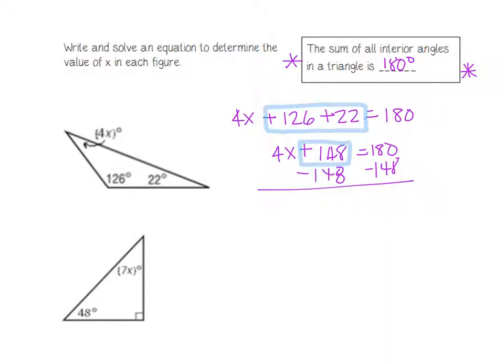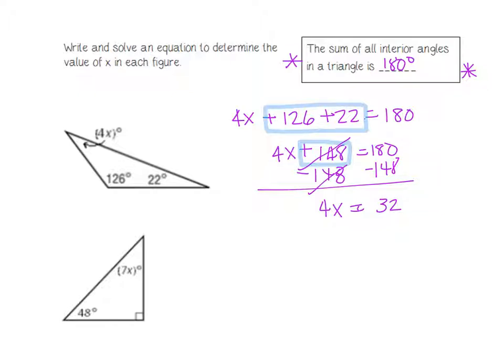So I need to remember, if I do it to one side, I need to do it to the other side because of this equality. That means that whatever I do here, to keep it balanced, I have to do it to this side. These two cross out, they create 0, and I get 4x. And when I take 148 from 180, I get 32.